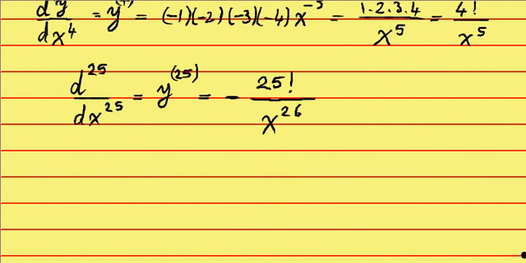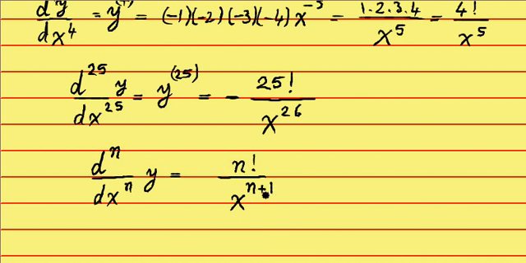As a good exercise getting you ready for next semester, you might want to try to come up with a formula. What if I wanted to do this thing? I forgot to write y here, sorry. The nth derivative of y. In this case, well, some portions of it are easy. The numerator is just n factorial. The denominator is going to be x to the power of 1 more than the n that you have.